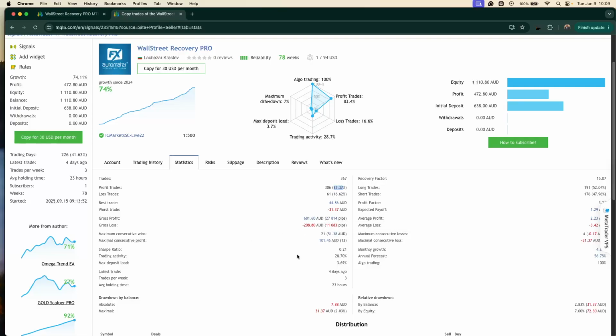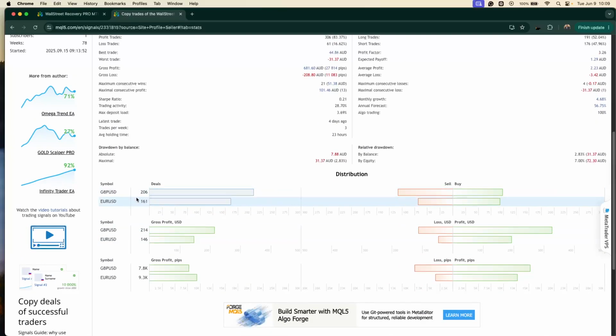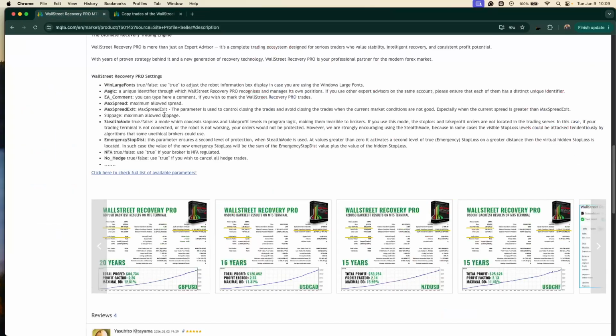They also have an average holding time of 23 hours, and this is mostly on EUR/USD and GBP/USD. Looking at it, you can see these are the major pairs that they use for their signals. The backtests they share look very smooth, but it's over long periods. But the signals are more recent, compared to the backtest of over 20 years.